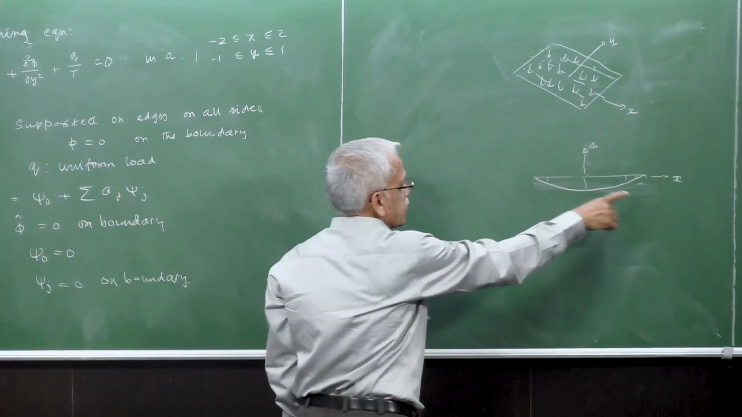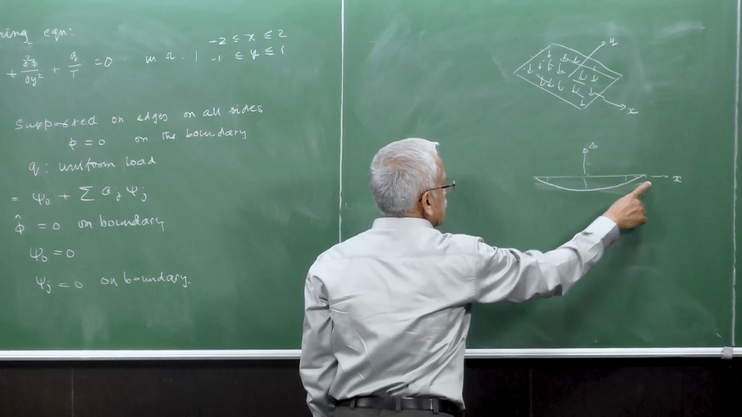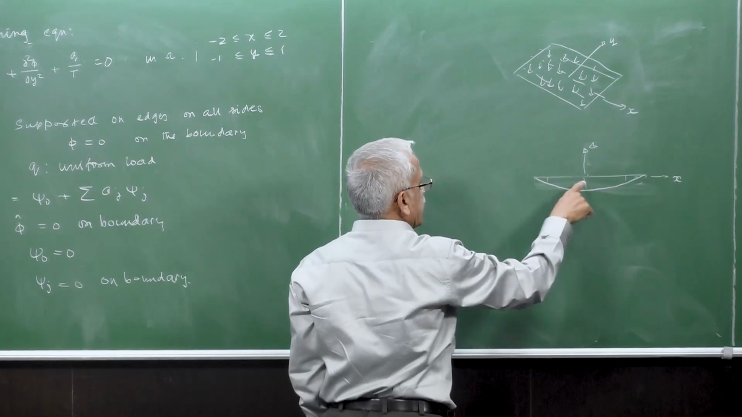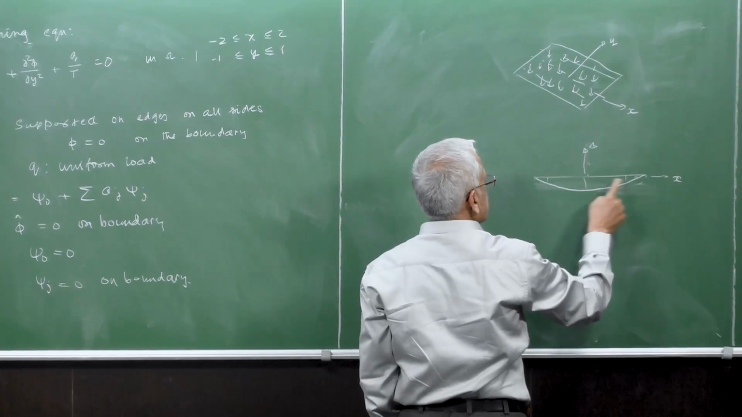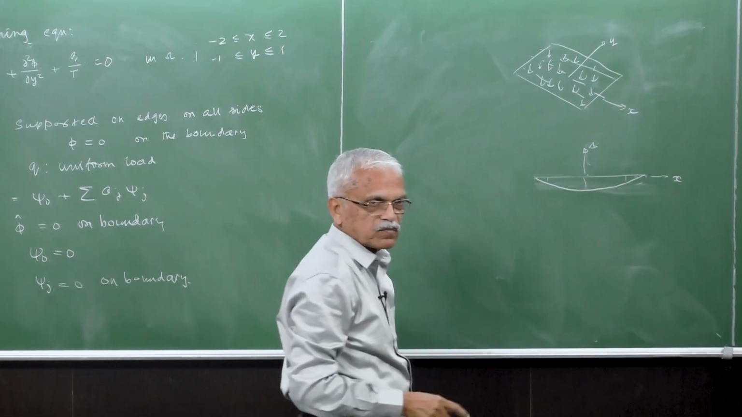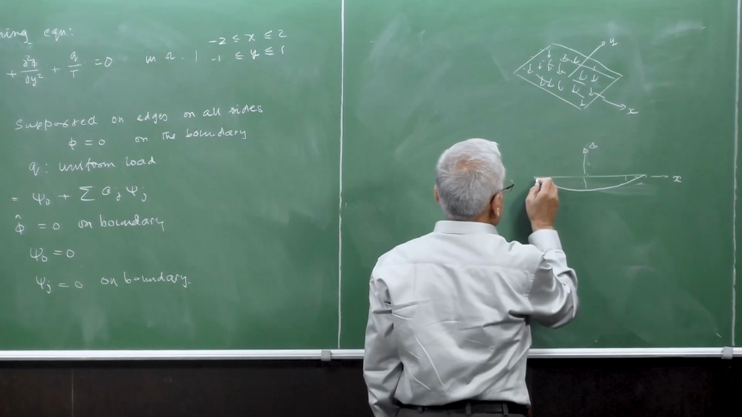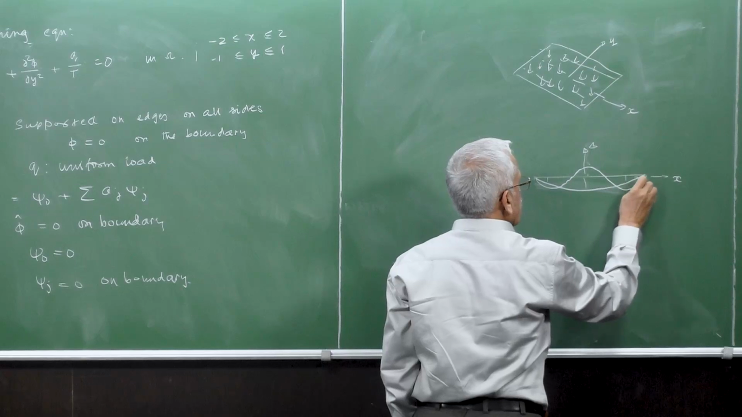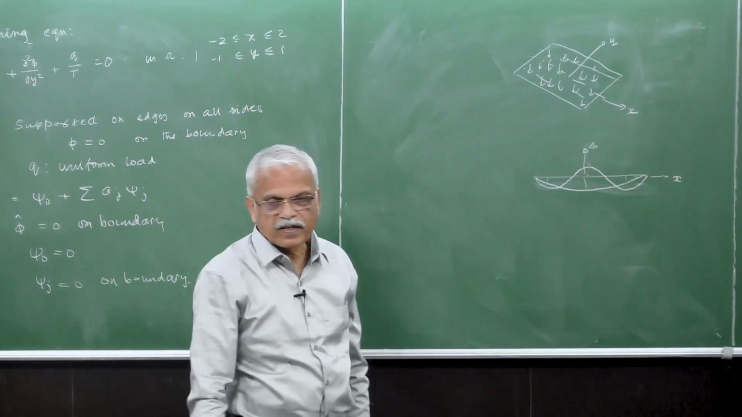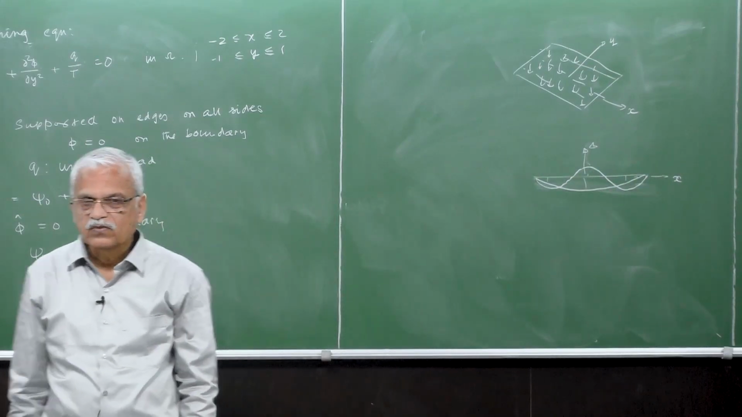So at the two ends, at x is equal to -2 and +2, it has to be 0. And then it will take some value like this one, and then it should be symmetric. In fact, you can also have some other values like this one, but all of them should be symmetric about x is equal to 0.